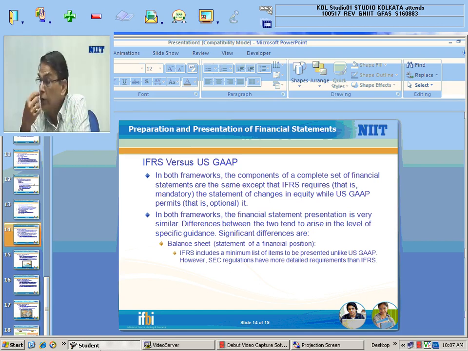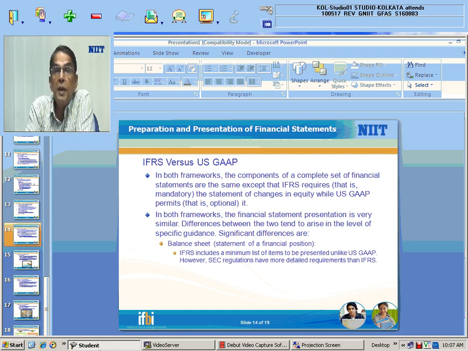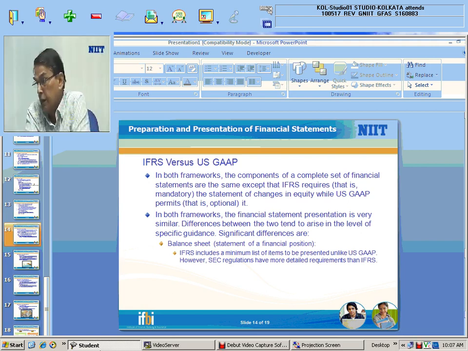So in both the frameworks, in IFRS and US GAAP, the components of a complete set of financial statements are the same, but in case of IFRS, statement of changes in equity is a mandatory component. It must be there. Whereas in the case of US GAAP, it's optional. So an entity may provide a statement of changes in equity, or may not provide.